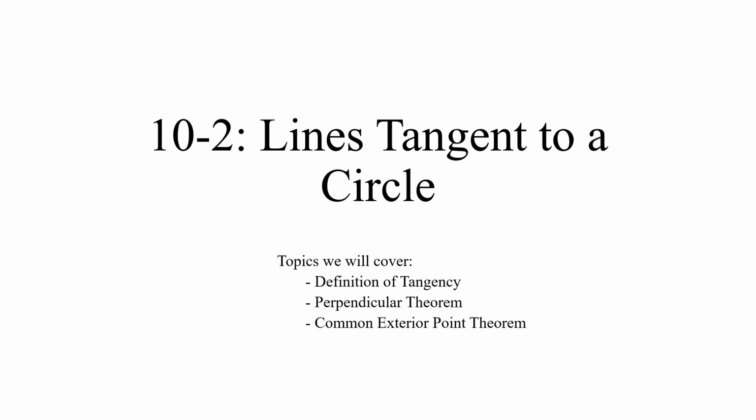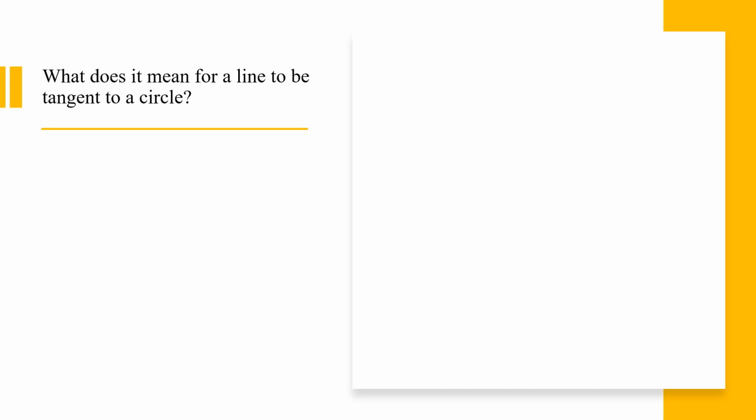We are going to be continuing our studies of circles by looking at lines and segments that are said to be tangent to the circle. And in this particular lesson, we're going to be looking at what we mean when we say something is tangent to a circle. We're also going to be looking at two theorems that will help us answer a few problems. First, what does it mean for a line or a segment to be tangent to a circle?